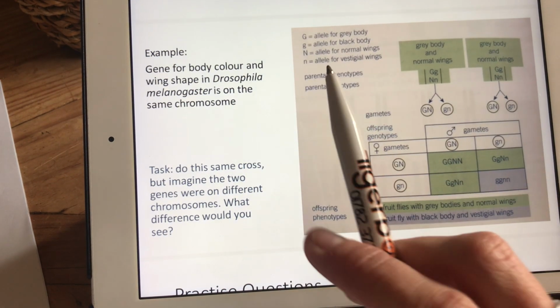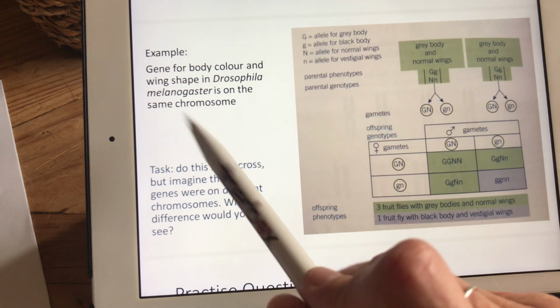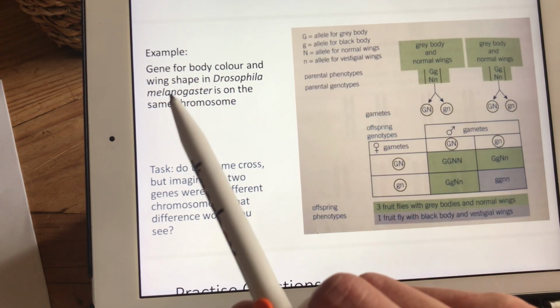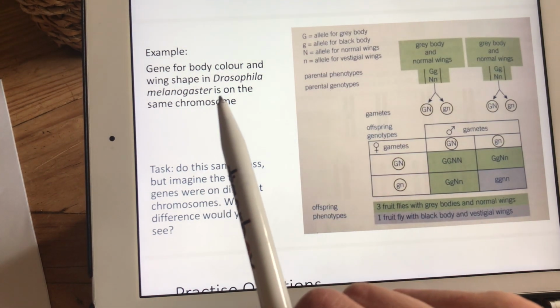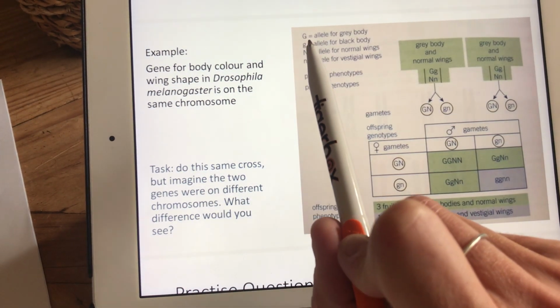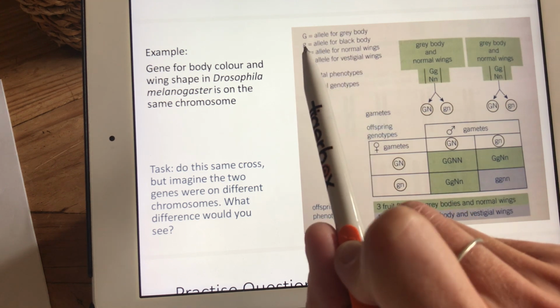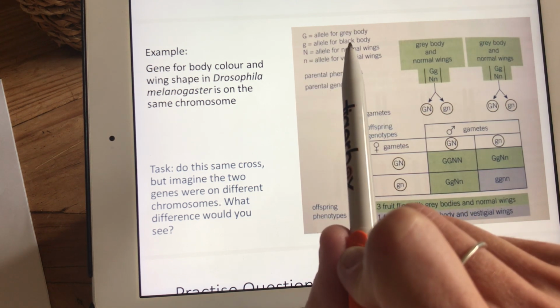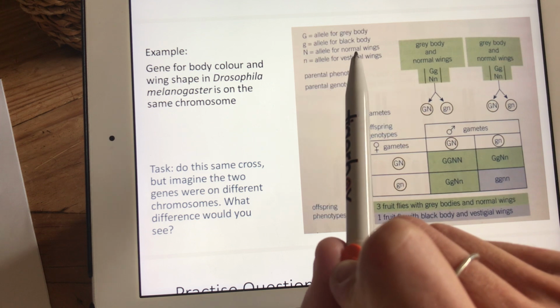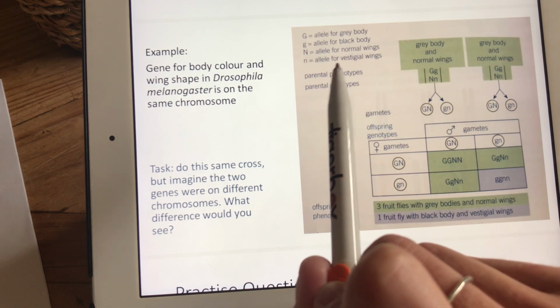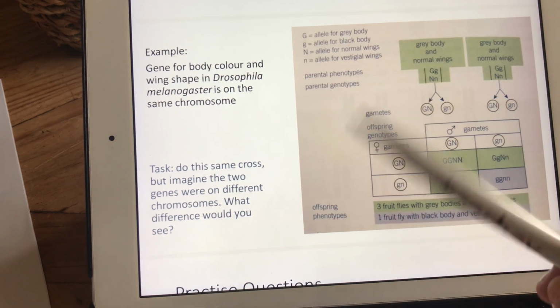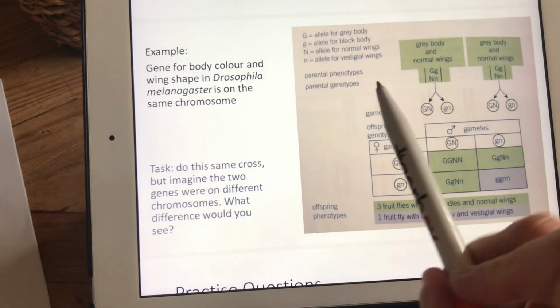So we've got Drosophila melanogaster, a common species of fruit fly. The gene for body colour and wing shape is on the same chromosome. So dominant allele G for grey body, little g allele for black body, capital N allele for normal shaped wings, and little n allele for vestigial wings. They're like little shriveled up wings. If you Google vestigial wings, you'll see what I mean.